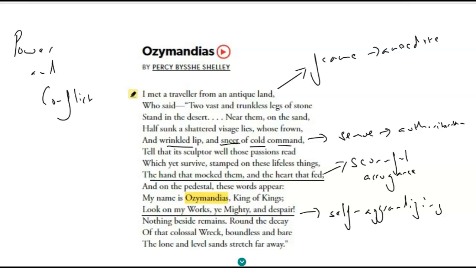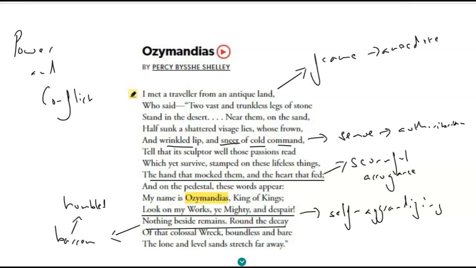"Nothing beside remains," so his kingdom has faded away. "Round the decay of that colossal wreck, boundless and bare, the lone and level sands stretch far away." So round the decay of the work, so nothing beside remains. There's a great contrast between the statement of Ramses and then what actually remains of his kingdom. It's barren and it's kind of decaying. So he's immediately humbled, really. And what is he humbled by? He is essentially humbled by time.